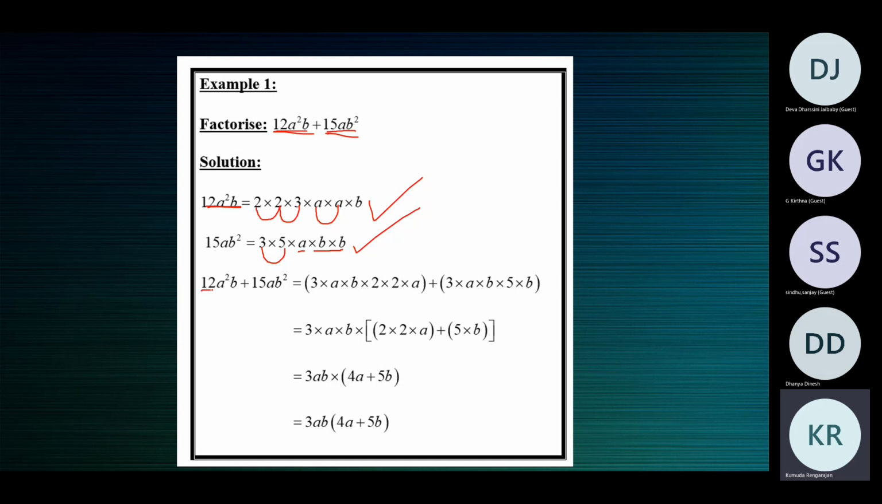Now 12a square b plus 15ab square is equal to what? What is common, children, between these two?